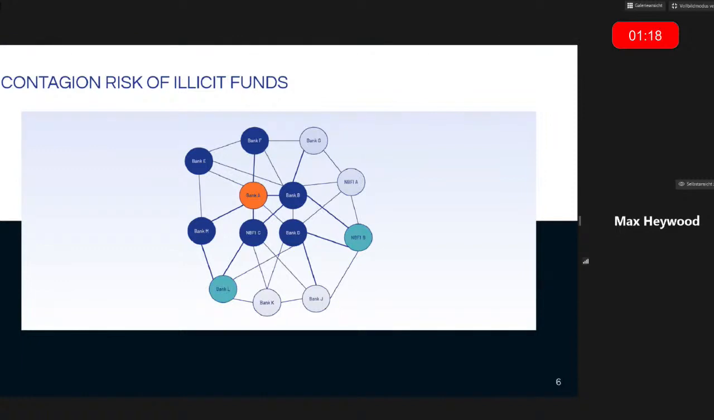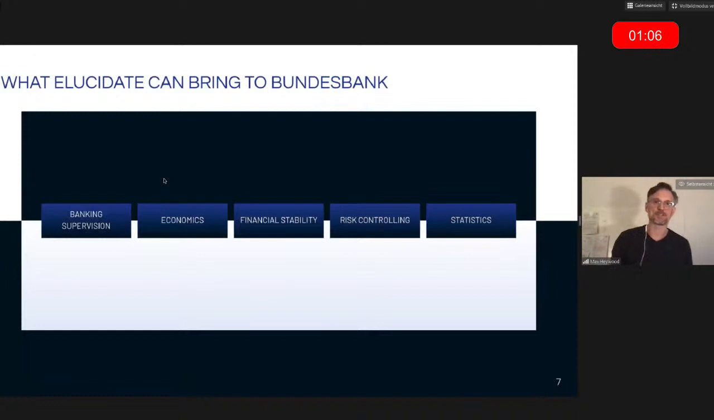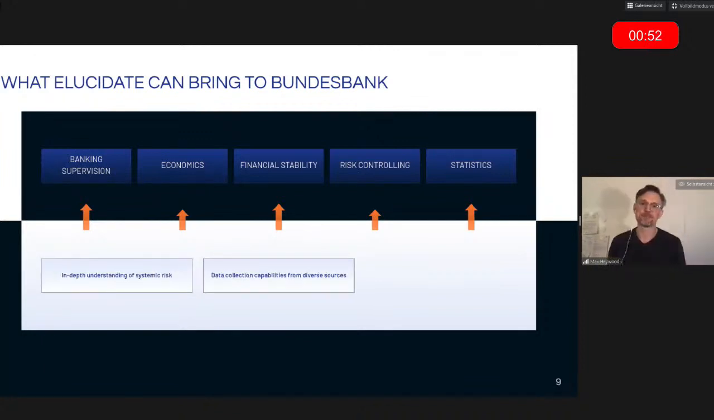Once in the economy, these funds could easily have gone on to distort other sectors, such as real estate. So what do we bring to the Bundesbank? Our in-depth understanding of risks in the banking sector, particularly how illicit finance can create risks to individual institutions and to systemic trust. Our capability in data collection from diverse sources, and a fully operational product that is already generating insights about risk areas in banks and networks today. We believe all of these are relevant to Bundesbank use cases and to the overall stability mandates of the Bundesbank.